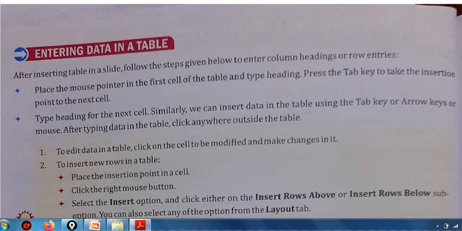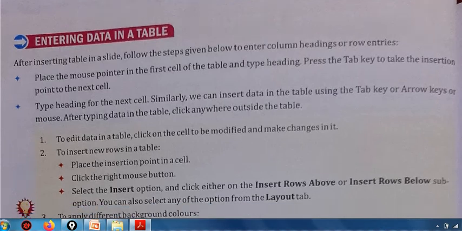Place the mouse pointer in the first cell of a table and type a heading. Press the Tab key to take the insertion point to the next cell. Using the Tab key or by clicking the next cell, you can enter the next data, right? If you want to do it from the keyboard, then the Tab key is there. From that you can switch from one cell to another cell, right? Type a heading for the next cell. Similarly, we can insert data in the table using the Tab key, arrow keys or mouse. After typing data in the table, click anywhere outside the table, right?